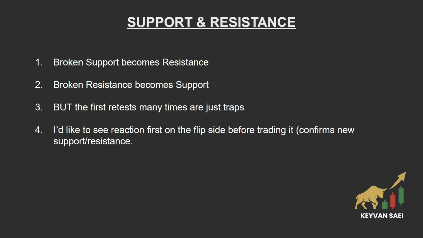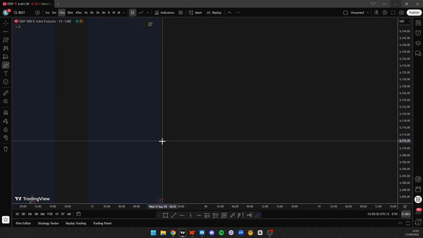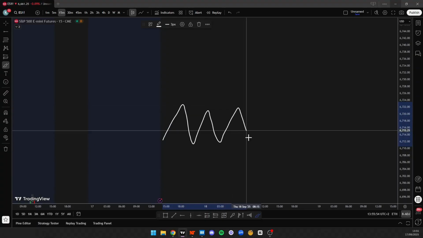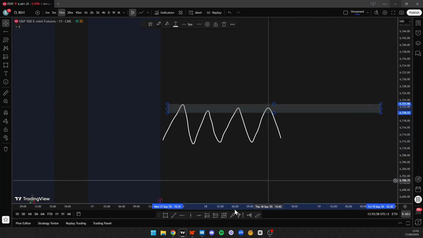What I like to see is when price breaks, for example, the resistance, I'd like to see a reaction first of that resistance, actually showing and confirming that it becomes support, and then trade the retest of that. So let me show you on the charts what I exactly mean. Let me just draw it real quick so you can have a better understanding. Let's say we have resistance over here. We have this whole area which is resistance.